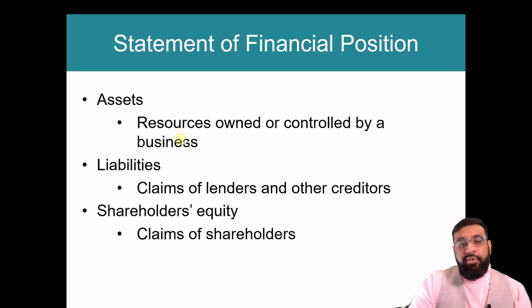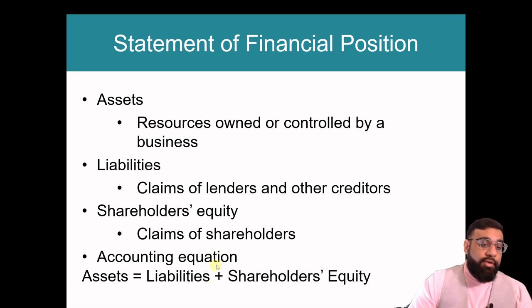So remember, assets are resources owned or controlled by a business, or in other words, future benefits. Liabilities are claims of lenders and other creditors, or in other words, future obligations. And then we have shareholders' equity, which are claims of shareholders. So essentially, we're taking our assets minus our liabilities to arrive at shareholders' equity. Or in other words, these accounts are going to come directly from the statement of changes in equity.